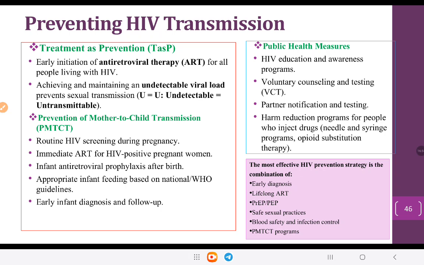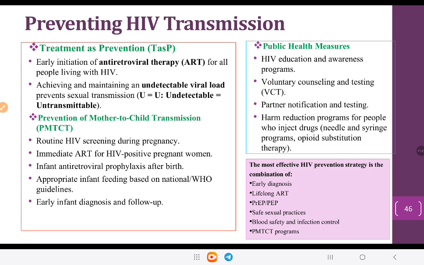Public health measures: all public health bodies and ministries of health are required to carry out HIV education and awareness programming for the whole community, and voluntary counseling and testing. We encourage the community so that any person can come for counseling and testing for HIV. Prompt notification and testing. Harm reduction programs for people who inject drugs: people who inject drugs and share needles need awareness so they do not share anything.